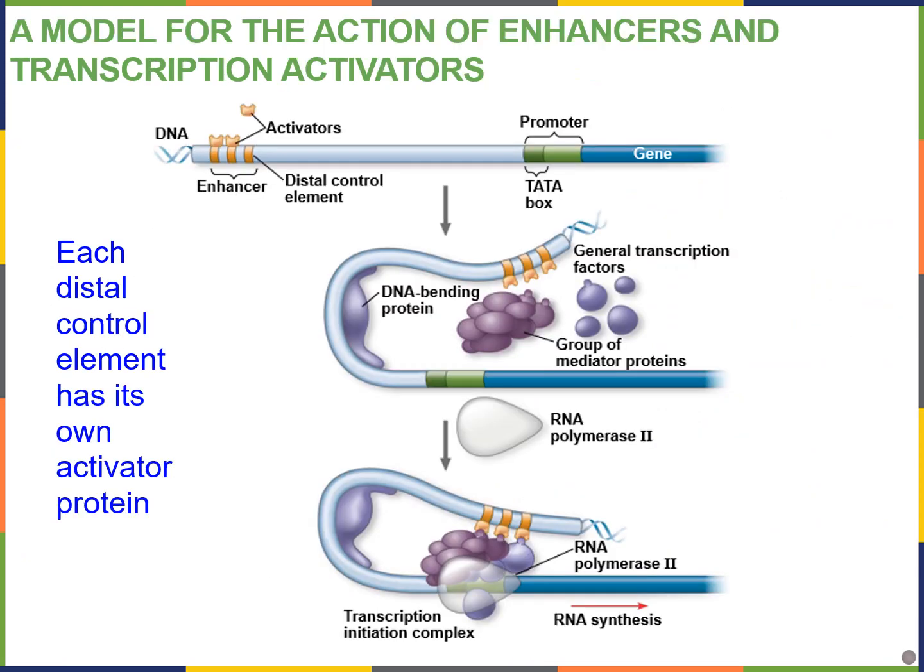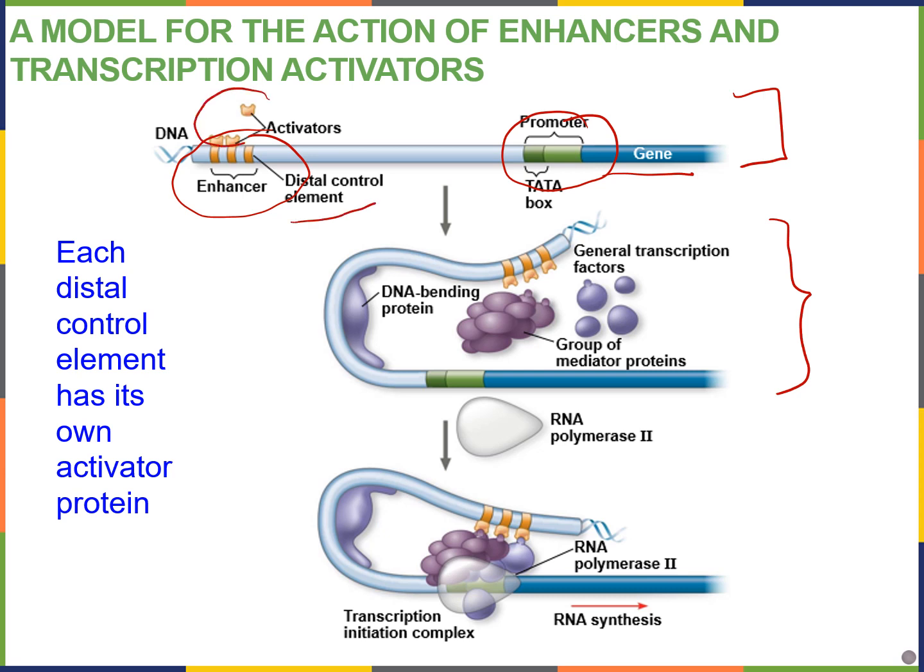Here's another look at the same thing, and I like this picture because it shows you the linear form of the gene and the different control sites before it bends. So I can see the gene of interest is here, my promoter and TATA box, and far upstream I have my enhancer with its unique distal control elements.